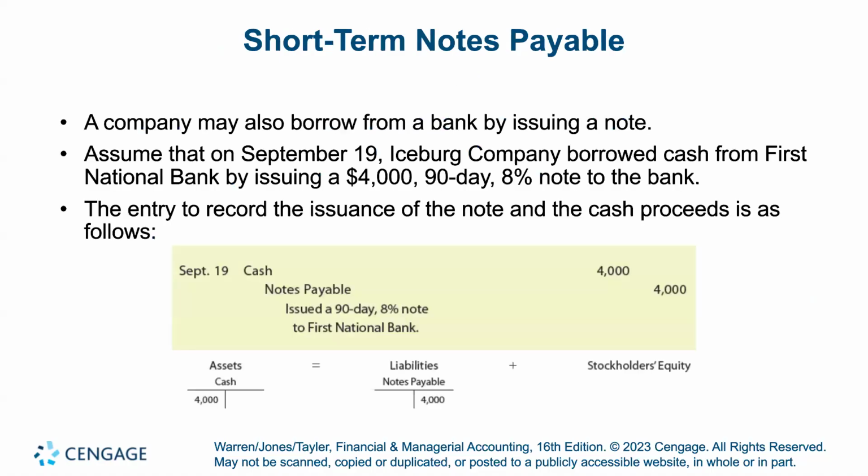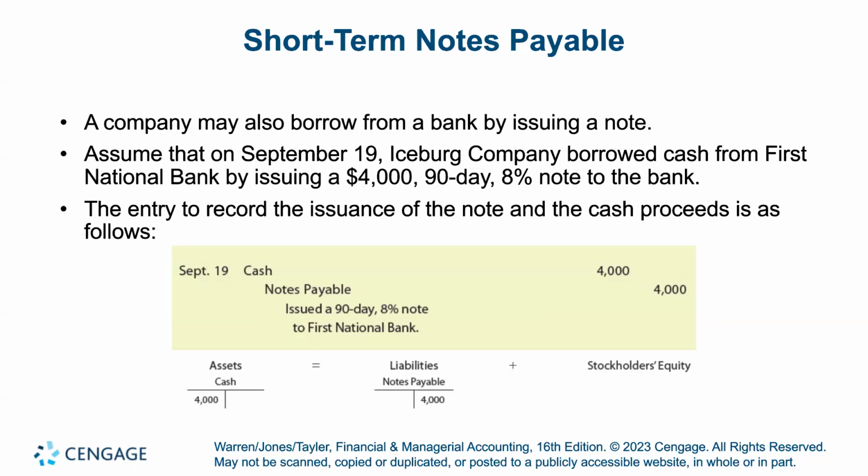All right. So a short-term notes payable, that's kind of what we just walked through here, but we'll give one more example. On September 19th, the Iceberg Company borrowed cash from First National Bank by issuing a $4,000 90-day 8% note to the bank. So from Iceberg's perspective, they're the borrower. Their cash goes up because they borrowed $4,000, so it's a debit to cash, and their notes payable goes up $4,000, and that's a credit to the notes payable.